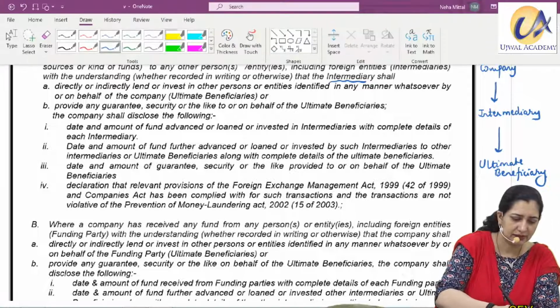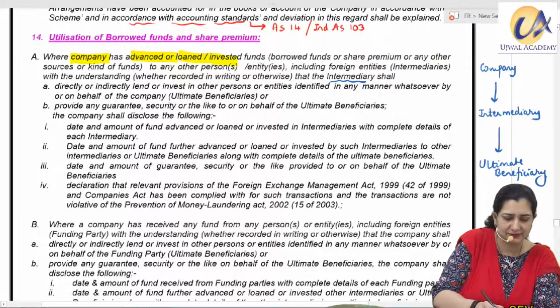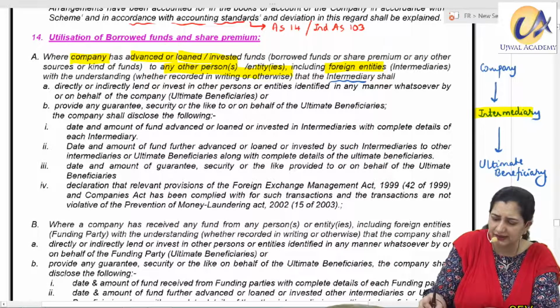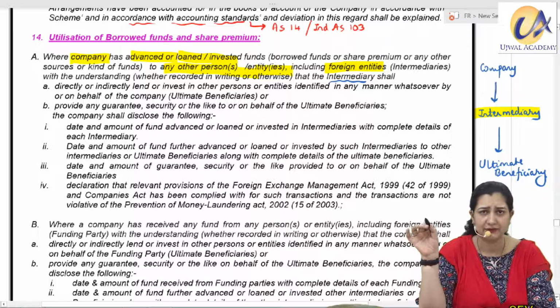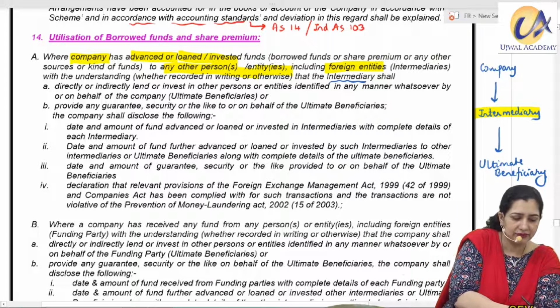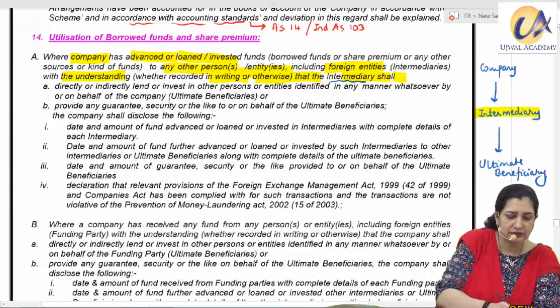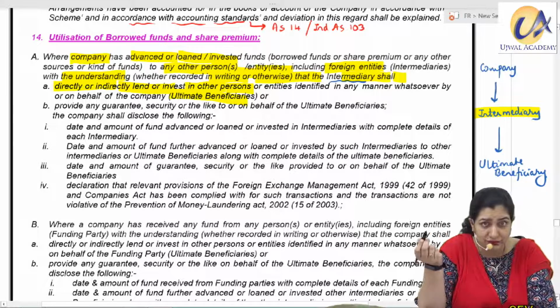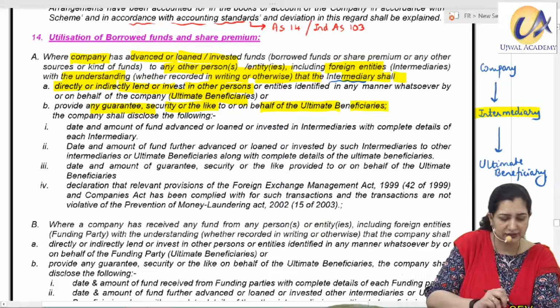So what is the company doing? I'm repeating, the company is giving loans, advances, investments to any person, entity, including a foreign entity. This intermediary can be a foreign company also, a foreign entity also, it could be any person, doesn't matter. But the condition is that the company is putting this money in that intermediary with the understanding, whether in writing or otherwise, that the intermediary shall do what? It is going to directly or indirectly lend or invest in another person, which we call the ultimate beneficiary, or they will give guarantee or security for the ultimate beneficiary, right?